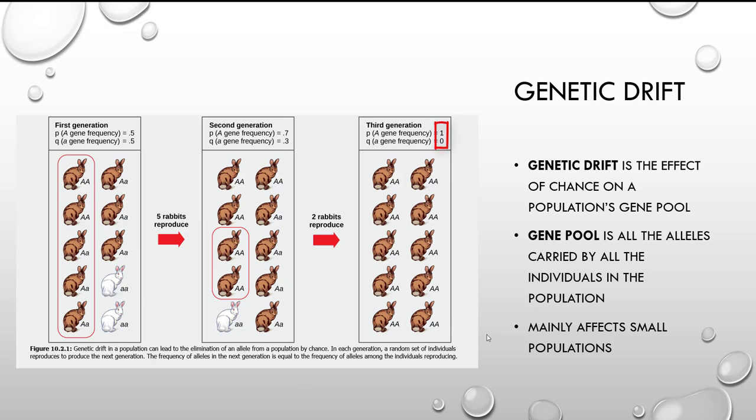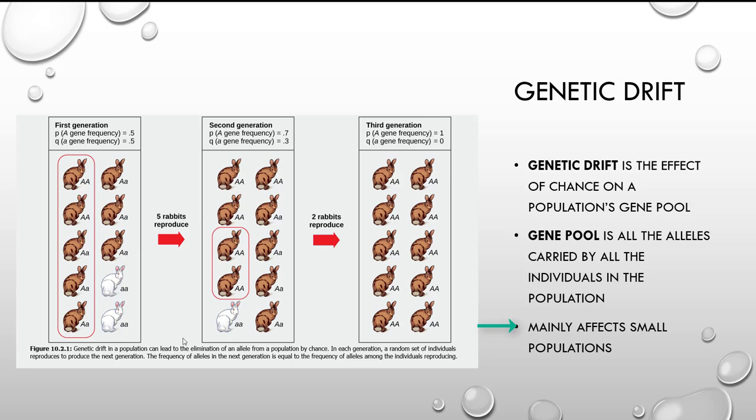So none of this has to do with natural selection. There was nothing wrong with the white bunnies. There's nothing wrong with having the recessive allele. It's just due to chance. These 2 bunnies happened to reproduce. The others just didn't reproduce. And so we end up with a population that are all homozygous dominant now. And now we don't even have the recessive allele in the population anymore. It's completely eliminated.